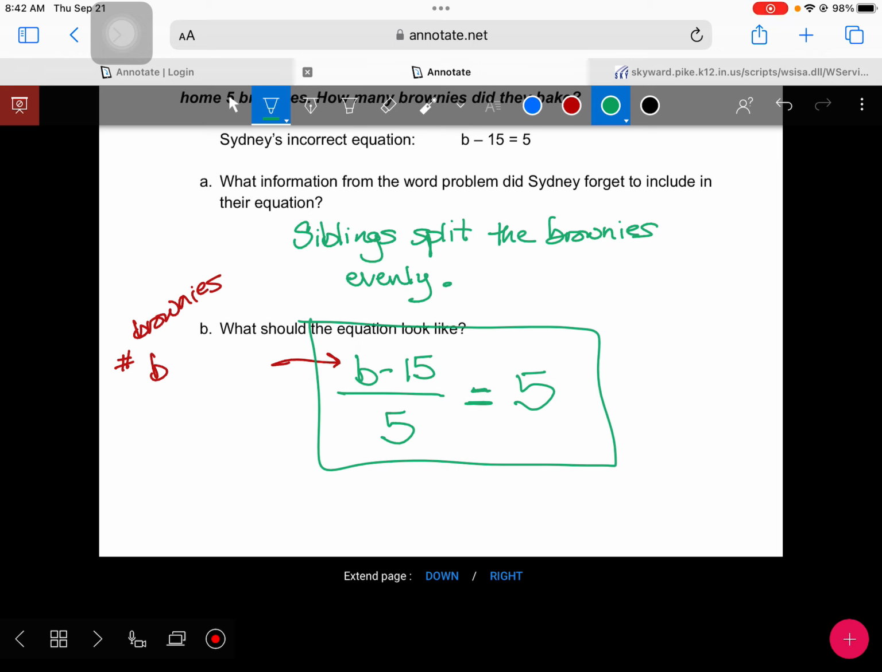There is your equation. It does not say that we need to solve, so you don't have to solve for this one. Okay? You're welcome.